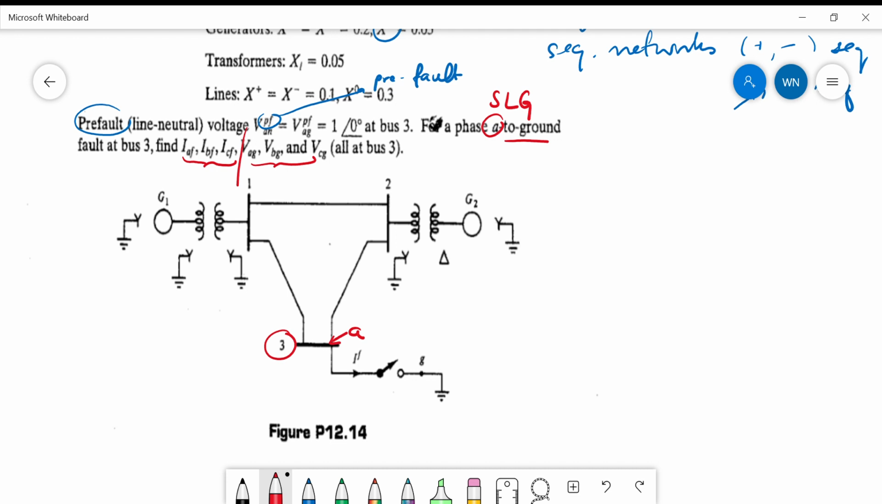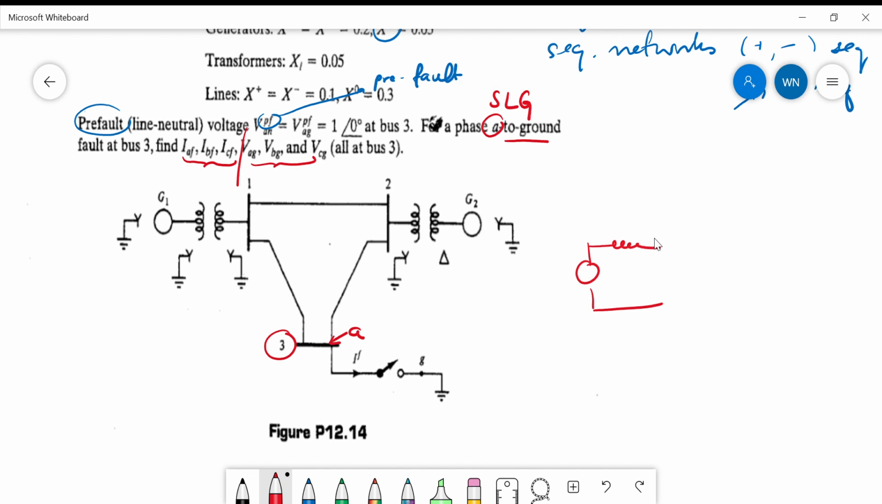This is a very interesting problem. The way we are going to solve it is to write the positive, negative, and zero sequence networks. We remember that for a single line to ground fault, the interconnection of the three sequence networks is in series. I will redraw this for you.